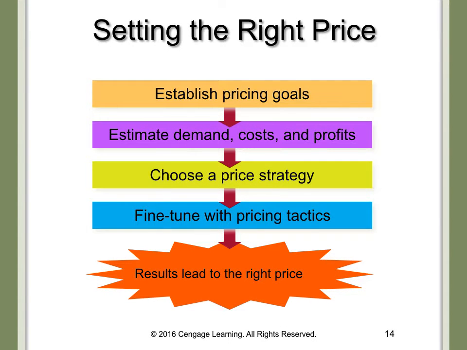So all these things indicate that there's a strategy to setting the right price. And it all starts with defining, when you begin to manipulate the price, what it is you're trying to accomplish. Am I trying to increase revenues? Am I trying to get rid of inventory? Am I trying to increase market share? What is it that I'm trying to do?